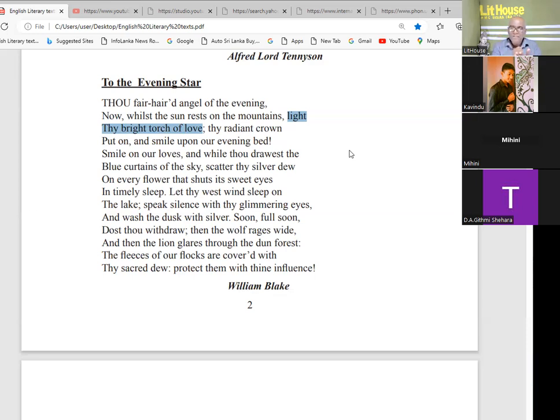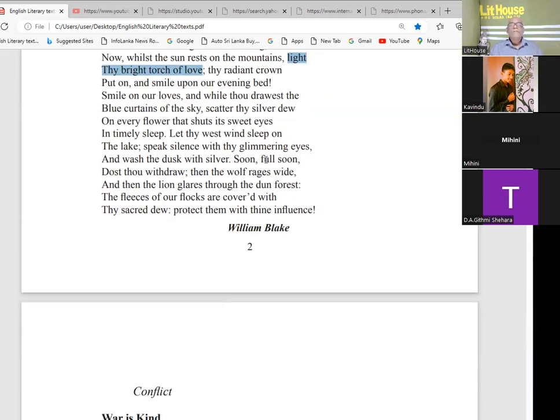He compares the evening star's love to a torch. Torch means light. Torch of love. Right? That is the first request. Note it down. Next line. Thy radiant crown put on.